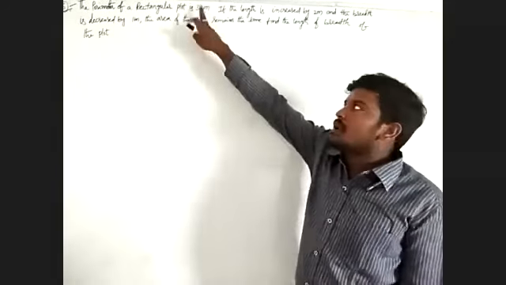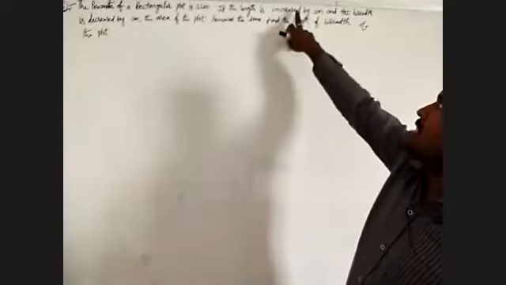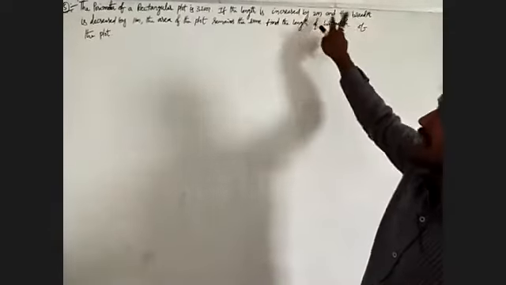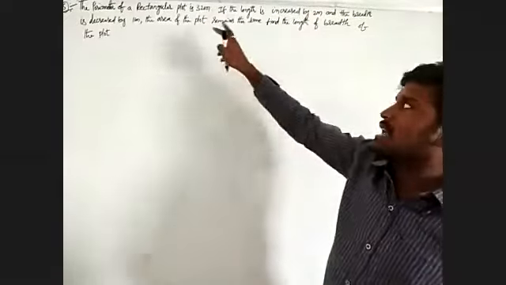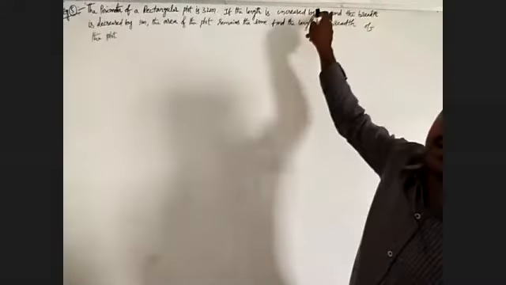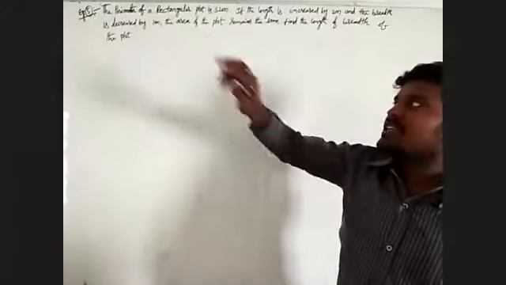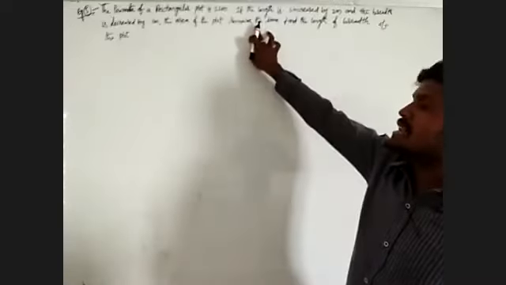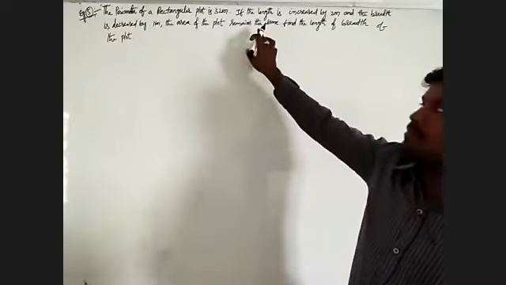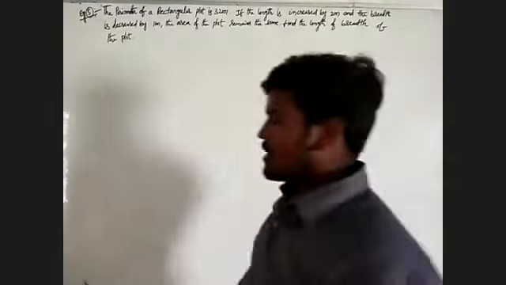Given. And also if the length is increased by 2 meters and breadth is decreased by 1 meter, the length increases by 2 meters and the breadth decreases by 1 meter, and the area remains same. Area is same, and also find the length and breadth of the rectangular plot.